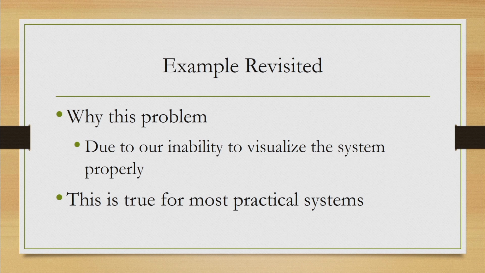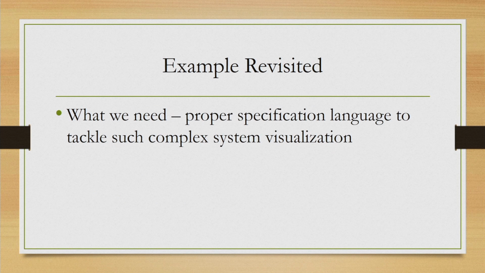Now, why did this problem happen? Primarily because we are unable to visualize large and complex systems. And how can we resolve this issue? We can resolve it by using a proper specification language to tackle complex system visualization. In fact, most practical systems are large and complex. They are not simple systems like the ones we have encountered in our examples, and unless we are able to properly visualize those systems, it is difficult to encode or specify them in a computer.